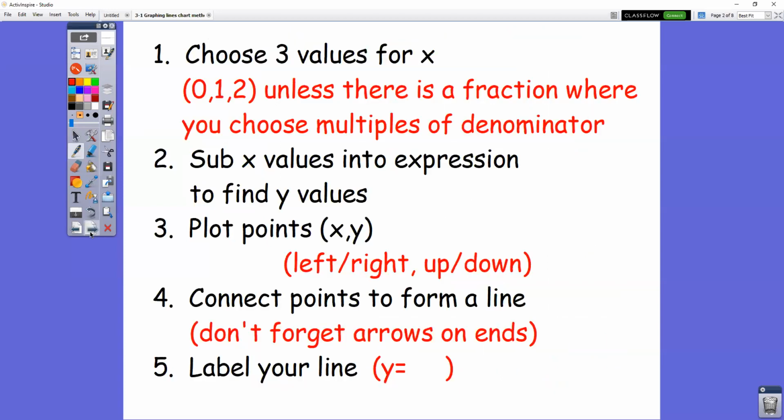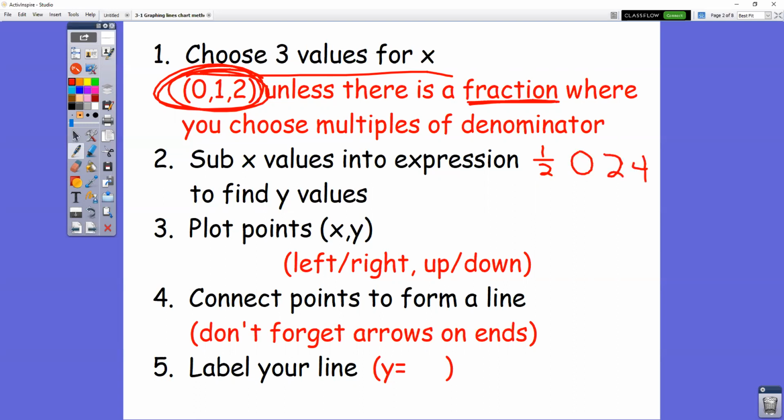So what you're going to do is follow these steps. You're going to choose 3 values for x. Most of the time, we're just going to choose 0, 1, and 2, unless there is a fraction. If there's a fraction like 1/2, we want to choose multiples of the denominator. So instead of choosing 0, 1, and 2, we would choose 0, 2, and 4. If we have a fraction like 1/3, we would choose multiples of the denominator, so we would choose 0, 3, and 6. We'll get to that in a minute, though.